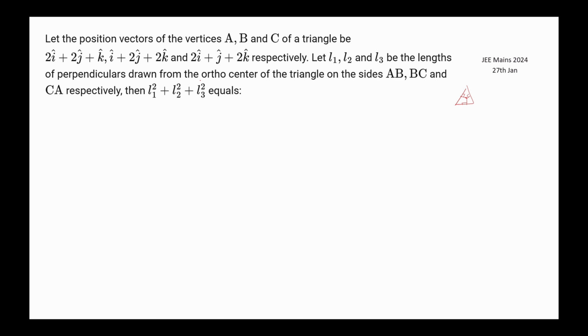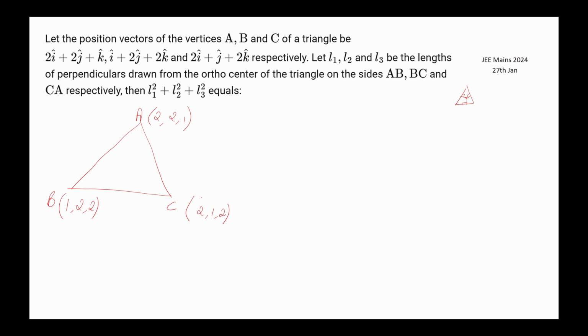Before that, since they've given us the position vectors of our triangle, let us try to draw our triangle. This is our triangle A, B and C. Now what is the A vector that they have given us? 2 i cap plus 2 j cap plus 1 k cap. So for simplicity, let us write it in point format. So this would become 2 comma 2 comma 1. These are position vectors, and we remember a position vector is from the origin, so it is nothing but a point in 3D space. So B is 1 comma 2 comma 2 and C is 2 comma 1 comma 2.